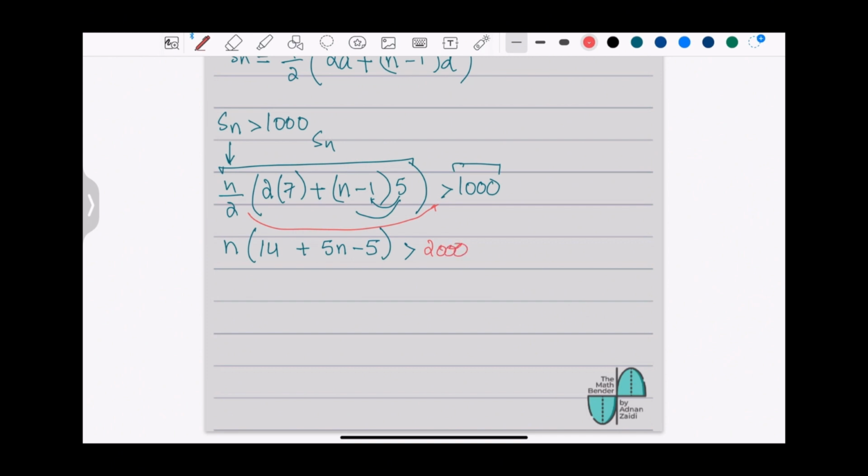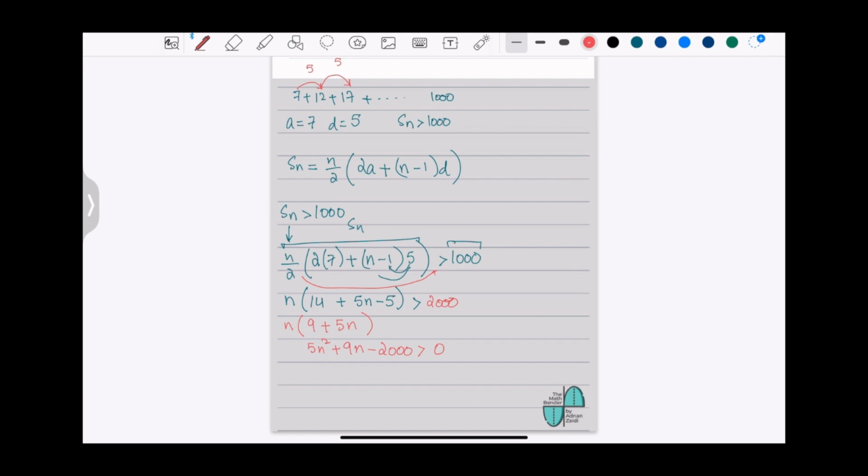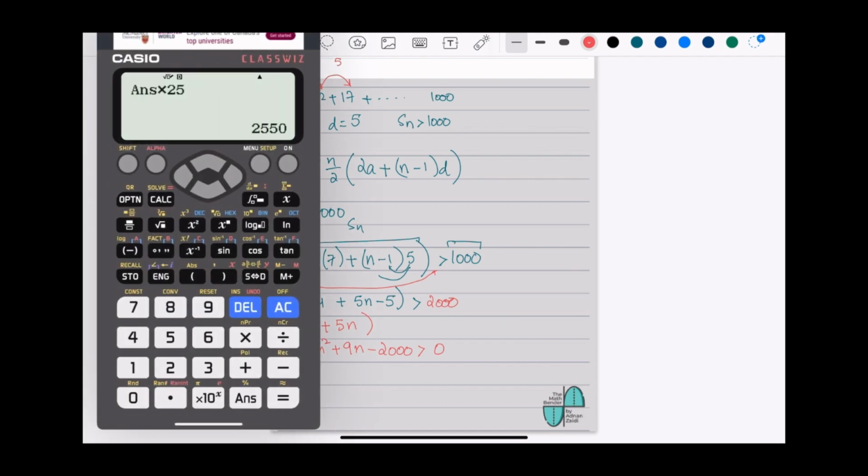It is turning out to be a quadratic inequality. So n times 14 minus 5 gives you 9 plus 5n, and 5n squared plus 9n minus 2000 is greater than 0, bringing everything here. Now in order to solve a quadratic inequality, since n squared is positive, it is going to be a smiley face. All you need to find is the roots.